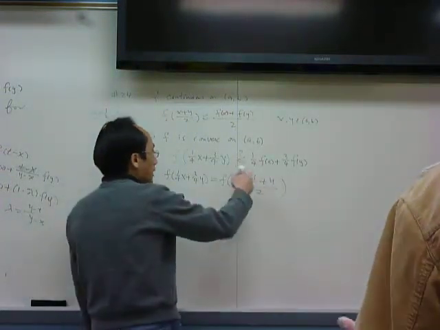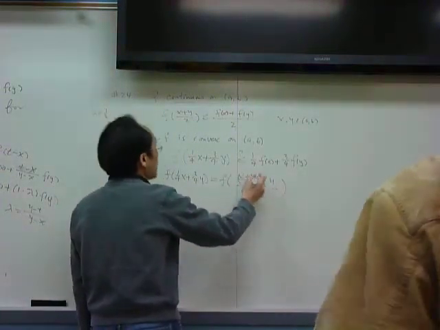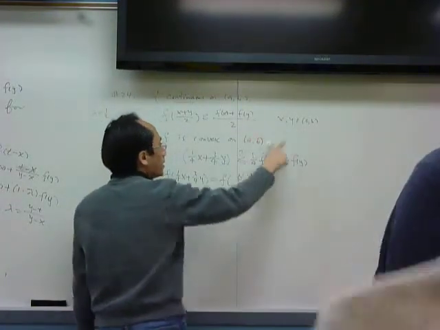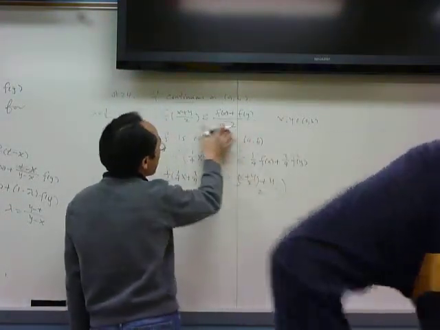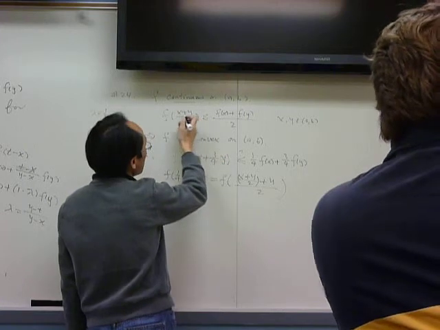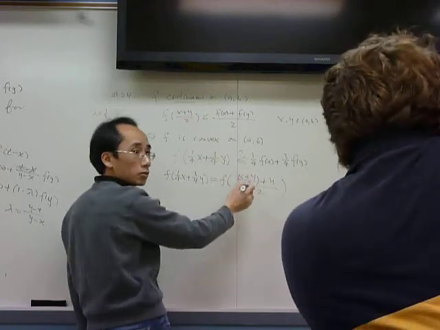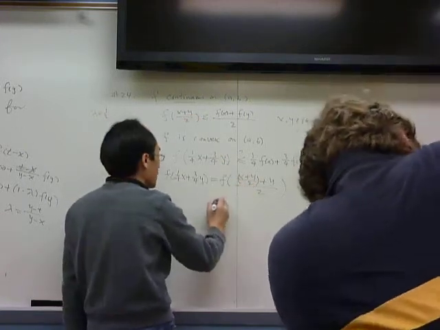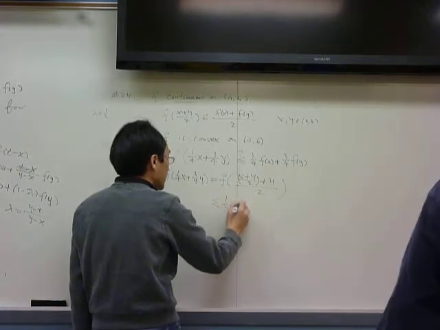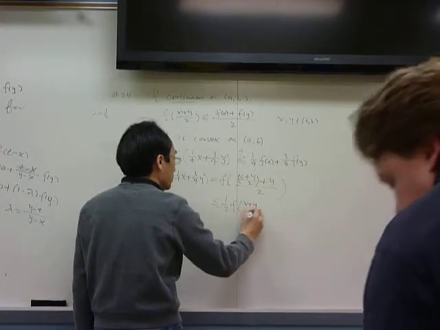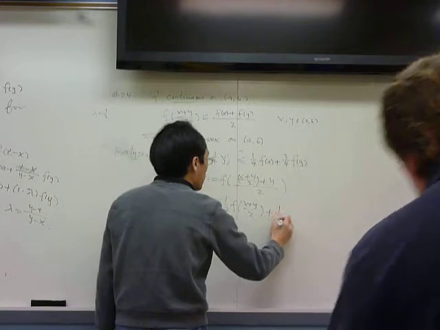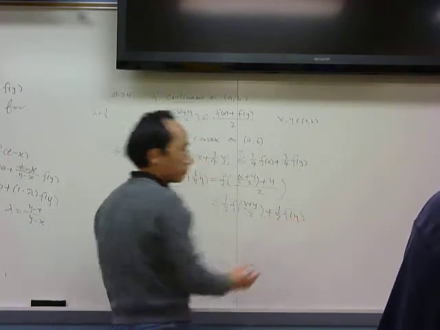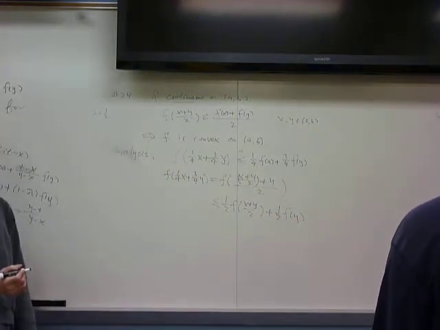And this one is a number in this interval. y is a number in the interval, so then I can apply this, right? I simply replace x by (x plus y) over 2, right? So this is less than or equal to half of f of (x plus y) over 2 plus half of f of y, right? Agree with me on that?